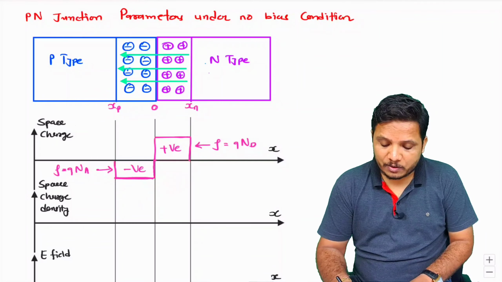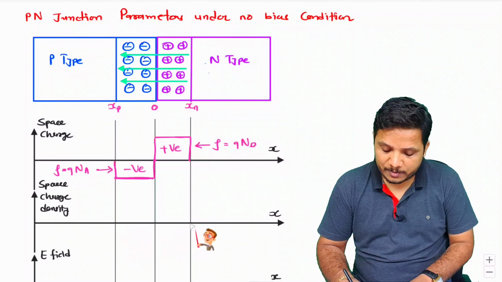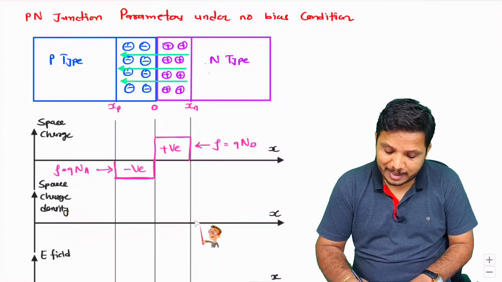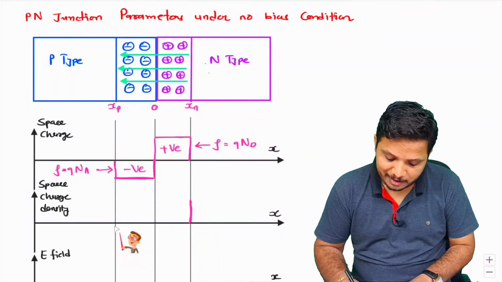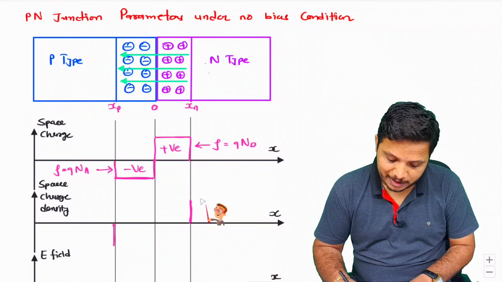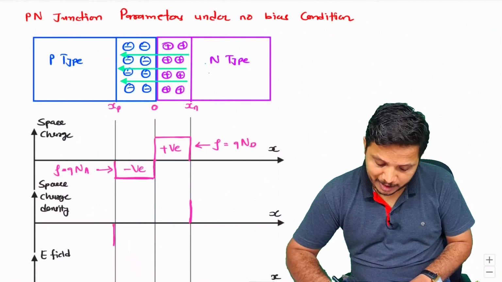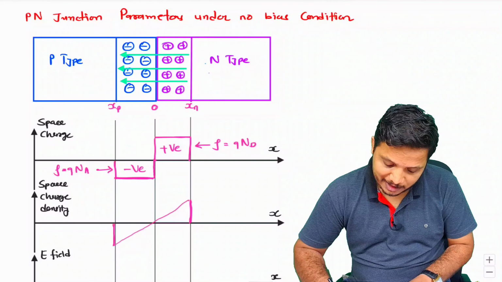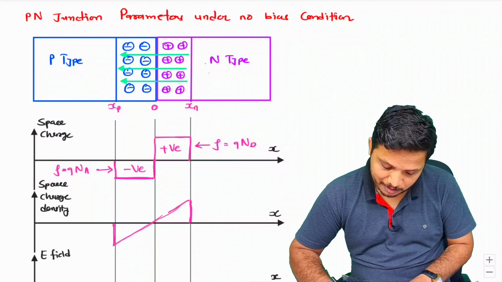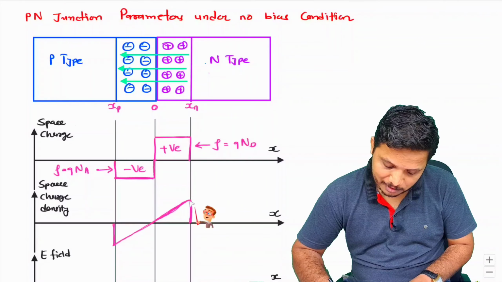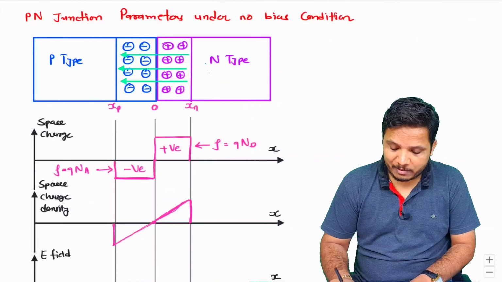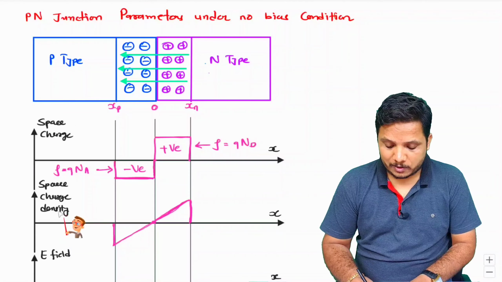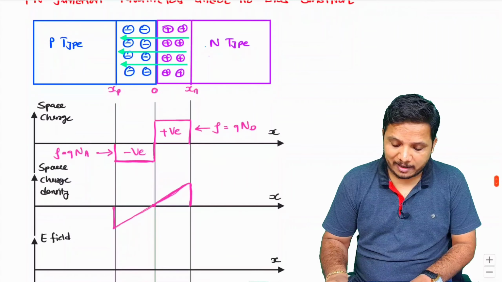As it is uniformly spread, you will observe the space charge density changing linearly, right? So here it is positive and it will be changing like this linearly, right? It will be changing like this linearly, and over here it will be 0. So this is how space charge density is.